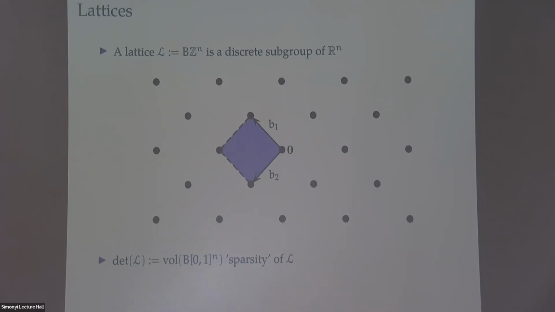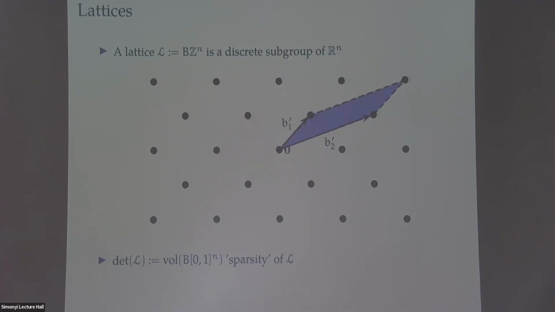Here's the notion of determinant, which is a measure of how sparse the lattice is. It turns out that this is independent of which bases I pick for my lattice. Like the area of these two things is the same.